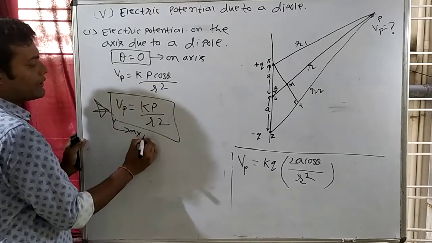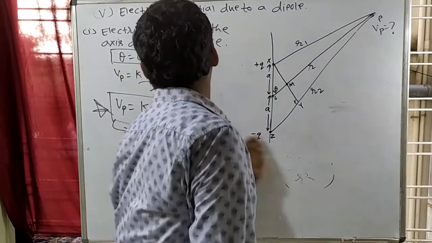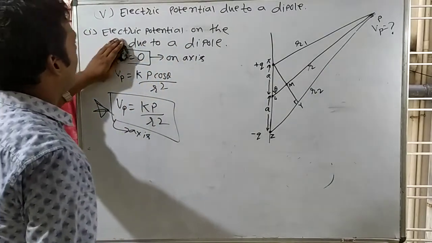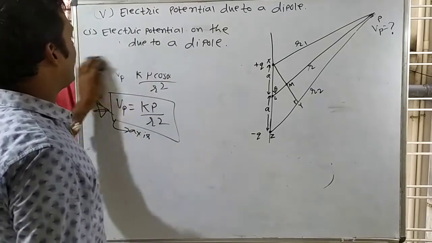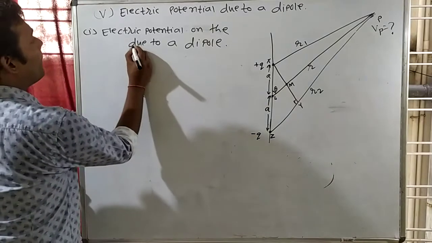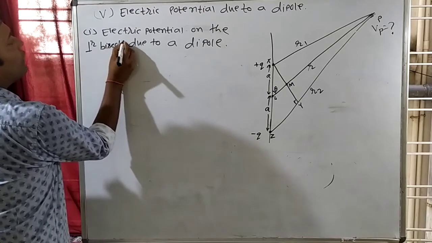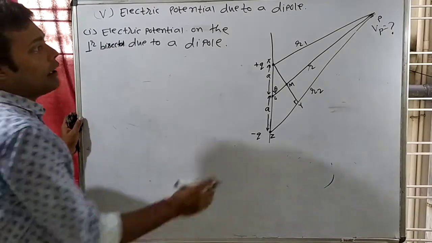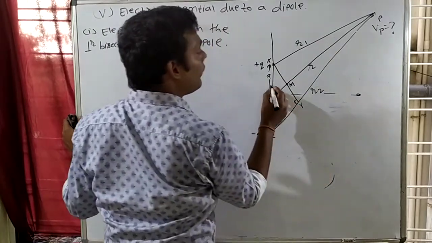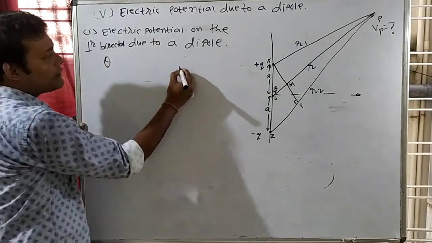Now in the second situation, they can ask you to find the electric potential on the perpendicular bisector due to a dipole. Perpendicular bisector means when this point P comes here, theta will become 90 degrees. That means this will be the situation.